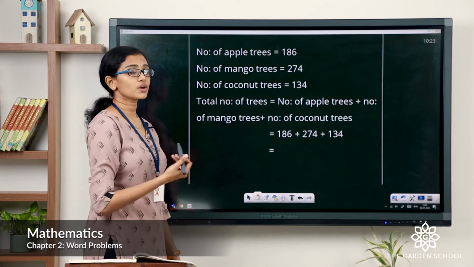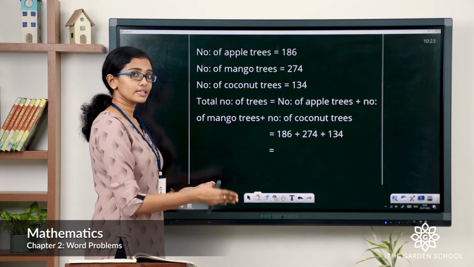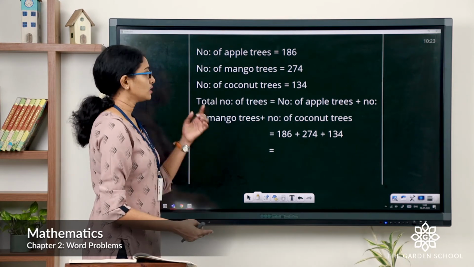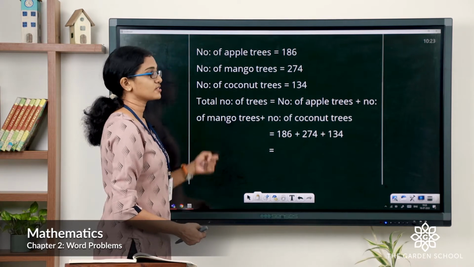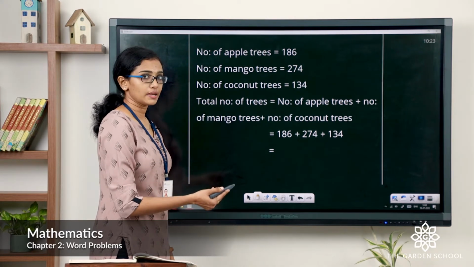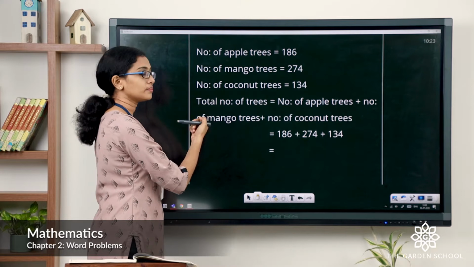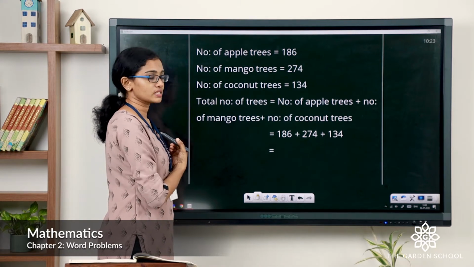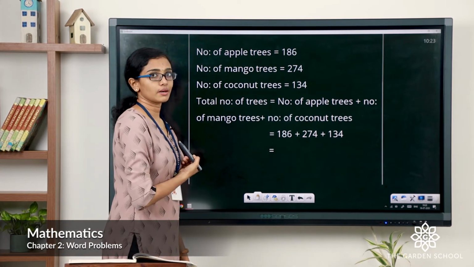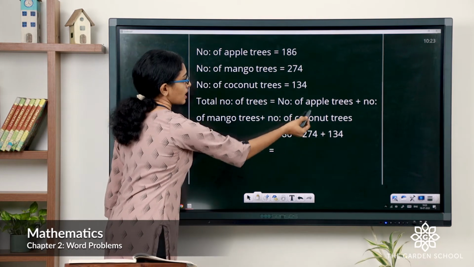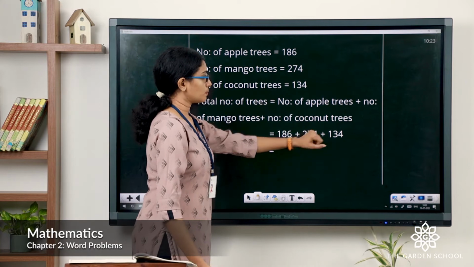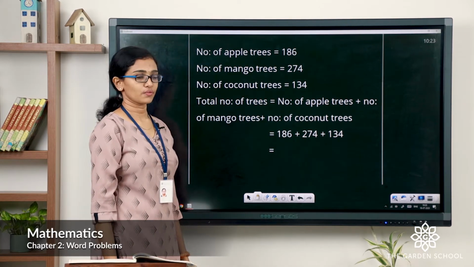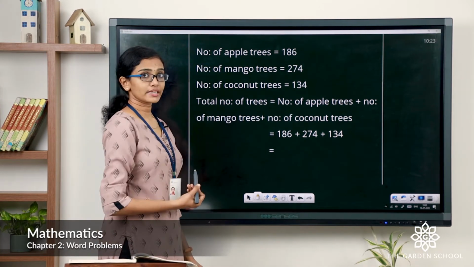Now, how do we find the total number of trees? We have to add the number of all these trees, right? So, let's write the step for that first. Total number of trees equal to number of apple trees plus number of mango trees plus number of coconut trees. Now, let's substitute the numbers. So, total number of trees equal to 186 plus 274 plus 134.